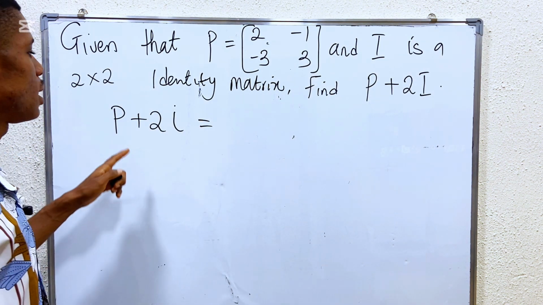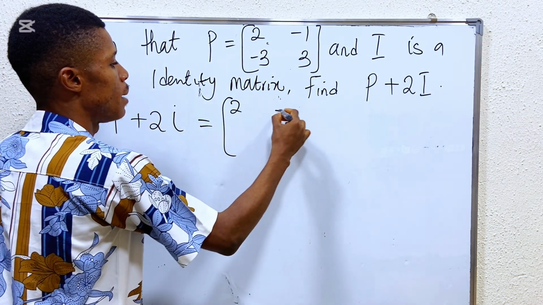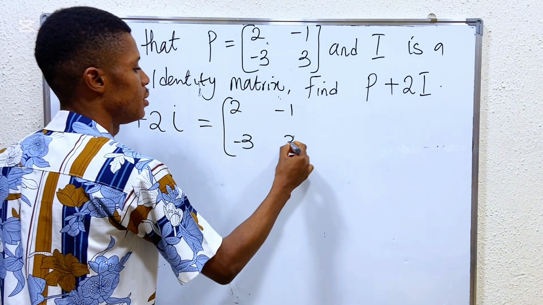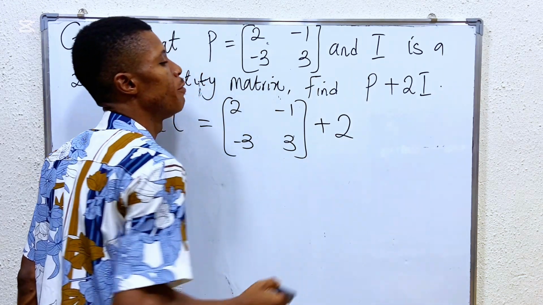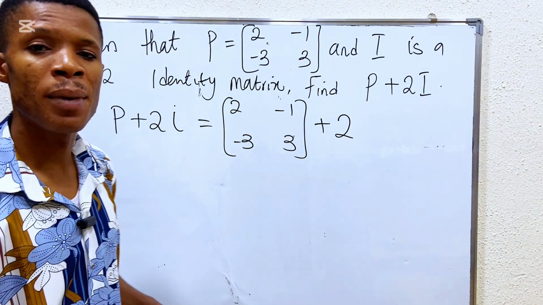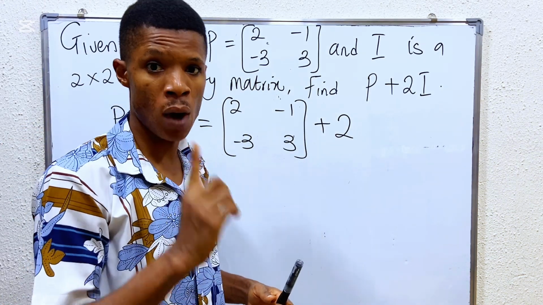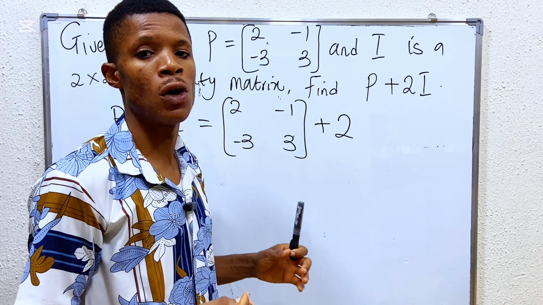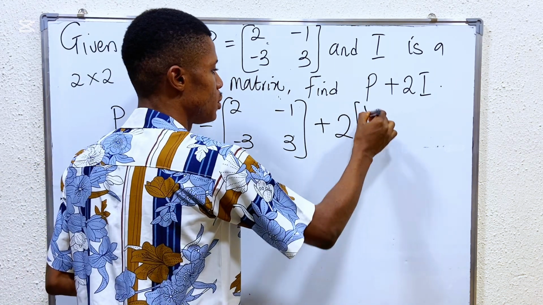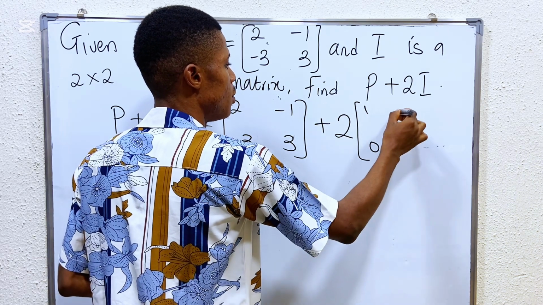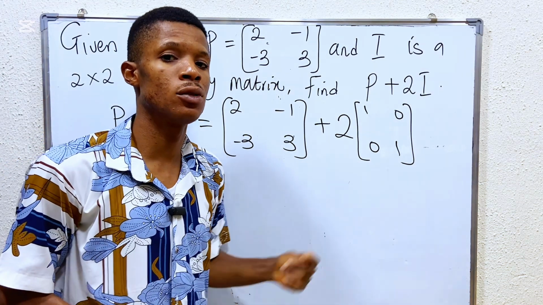And that will be the same thing as matrix P, the 2 by 2 matrix of 2, -1, -3, 3. This is matrix P plus 2 of the identity matrix. Remember when I explained the identity matrix, I said that the diagonal of the identity matrix is 1 and all the other entries are 0. So we have the identity matrix of 2 by 2, with the diagonals being 1, 0, and 0, 1.